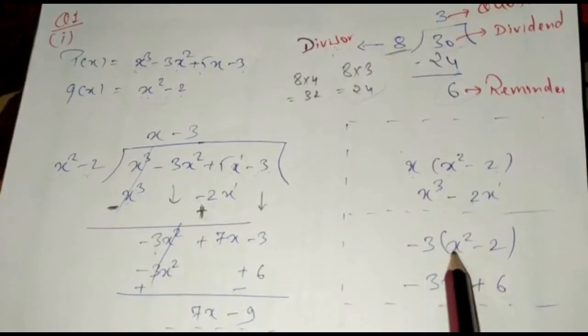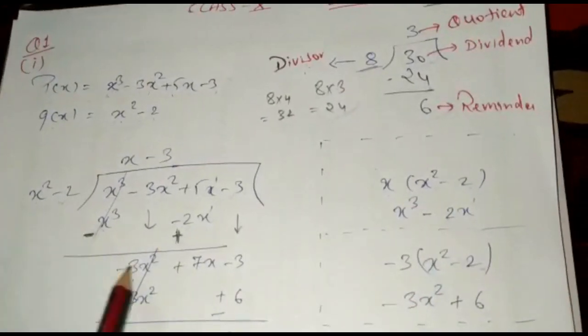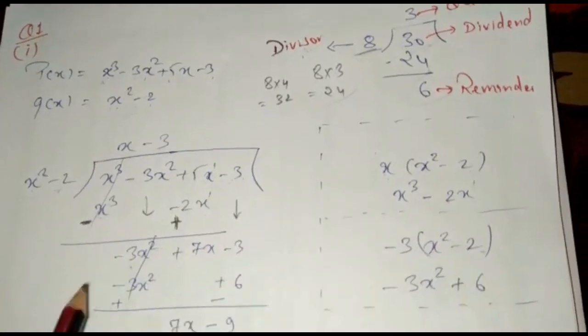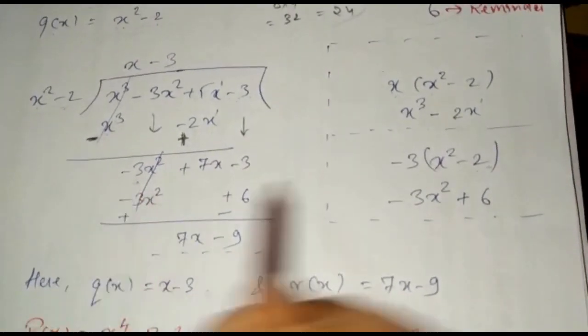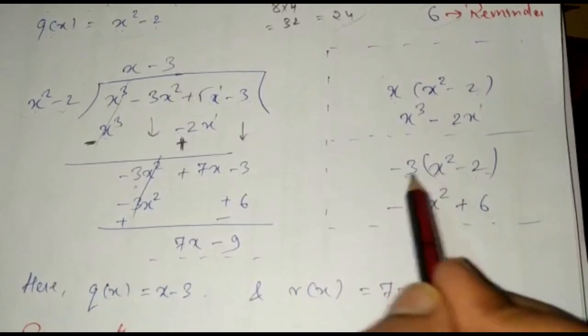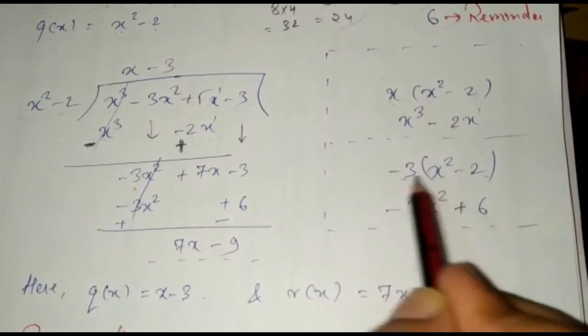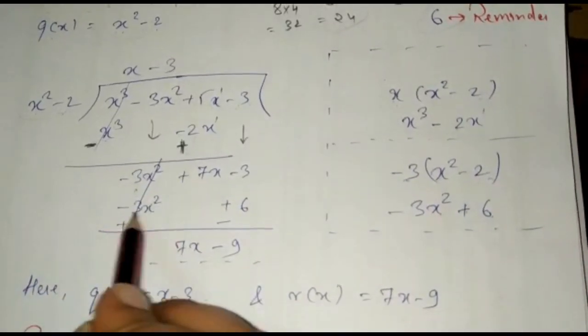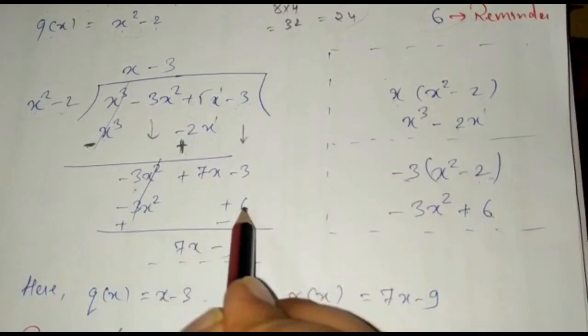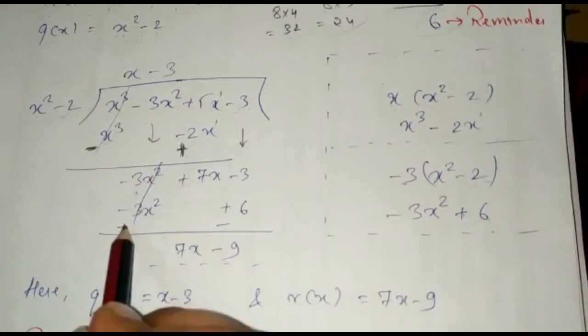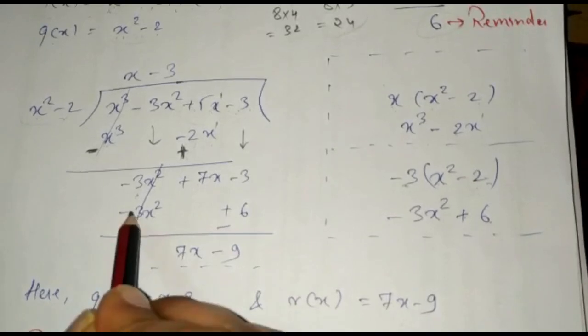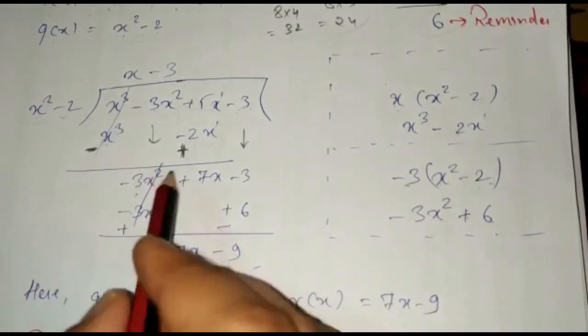Now again, we have x square minus 2, and what we have to multiply is minus 3, to get minus 3x square. When we multiply it, it gives minus 3x square, and minus into minus is plus, 3 into 2 is 6. So minus 3x square, and now we have to write here plus 6. So minus 3x square, now we have to change the sign. So negative becomes positive and positive becomes negative.